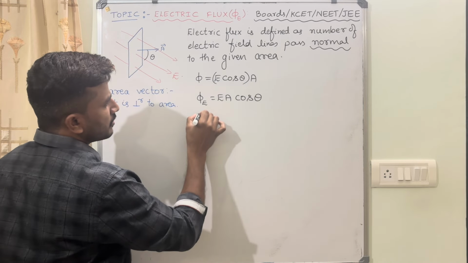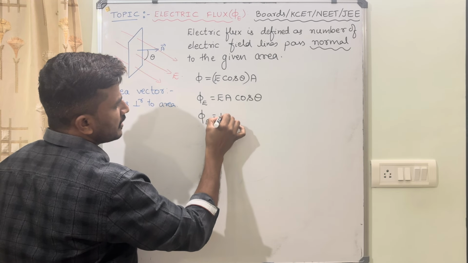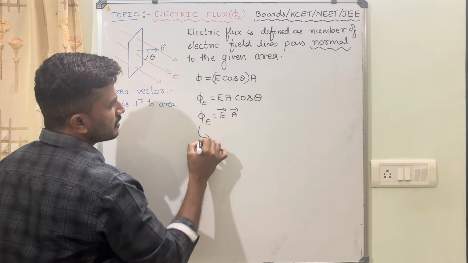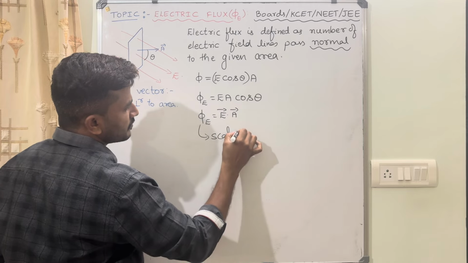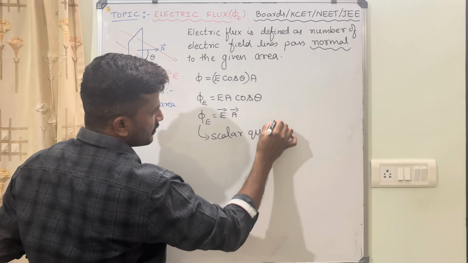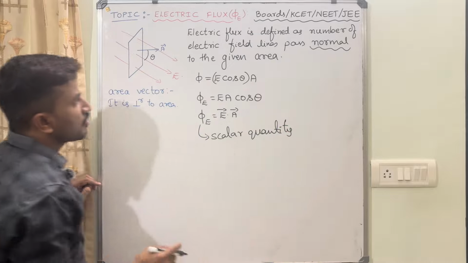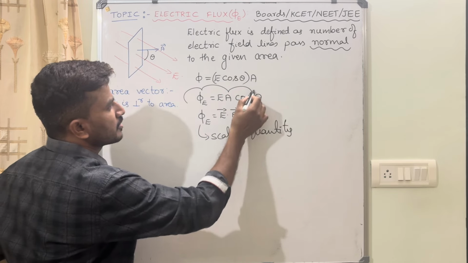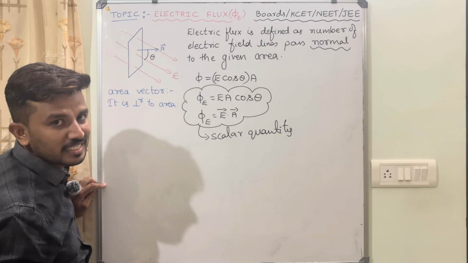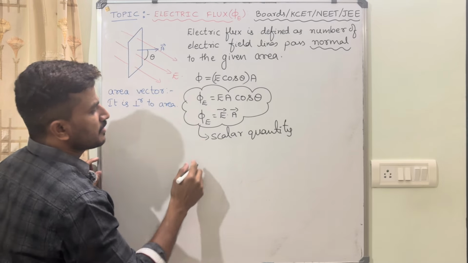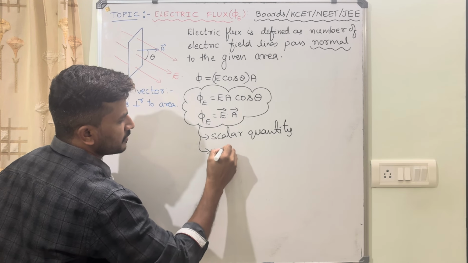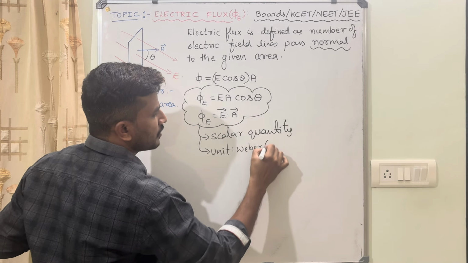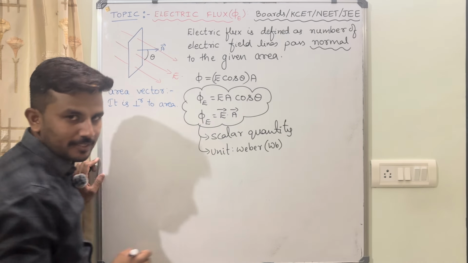Or this can also be written as E dot A, because electric flux is a scalar quantity. The number of field lines passing normal to the given area will give you electric flux, and this is the formula for it. Sir, what is the SI unit? Its SI unit is given by Weber, or you can write it as Wb.